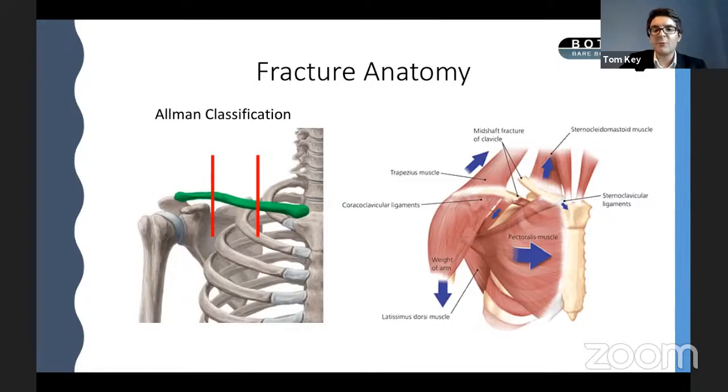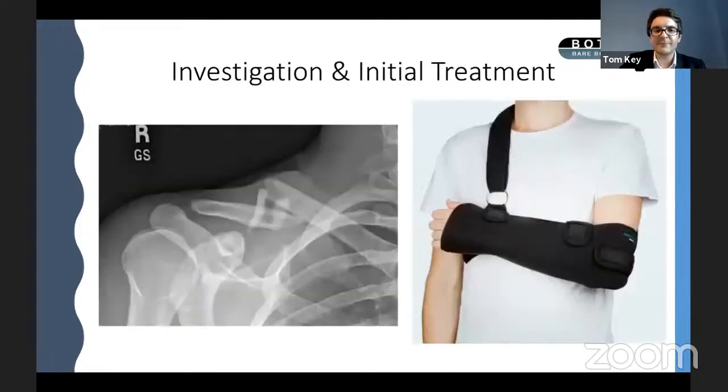It's important to consider the deforming forces which contribute to fracture displacement, as Nick has very eloquently covered, with mainly the sternocleidomastoid causing superior displacement of the proximal fragment and the weight of the shoulder causing inferior displacement of the distal fragment.